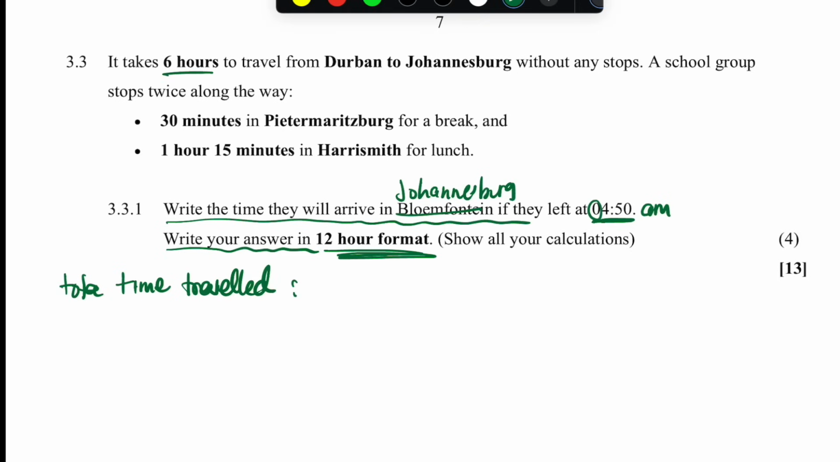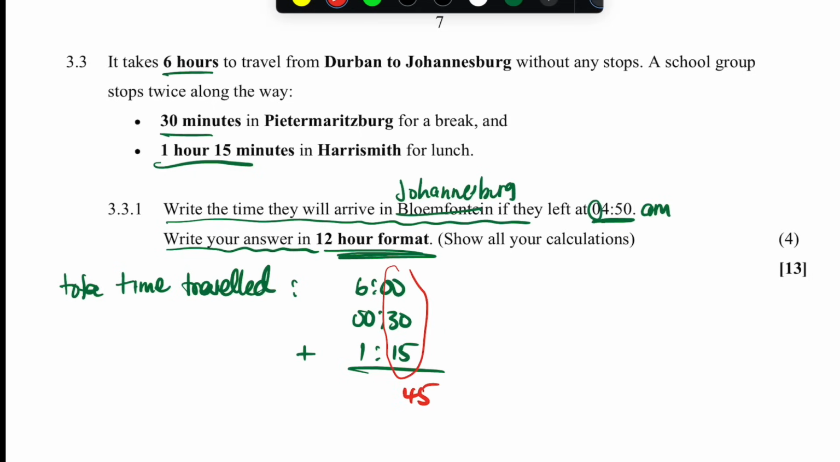I take the 6 hours and I add the 30 minutes. And then I add the 1 hour 15 minutes. I add all of them. So the time there, this is going to be 45, and then this is going to be 7:45. So the whole time that they will travel is 7 hours 45 minutes. But we wanted the time that they will arrive there.